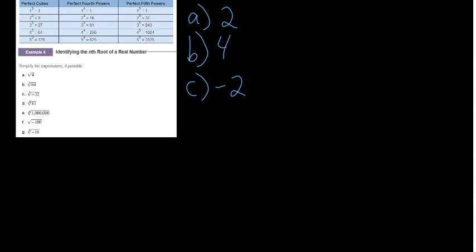D. All right, so the fourth root of 81. We would again look up here. Fourth root. What fourth root gives me 81? Looks like 3. So that's just 3.